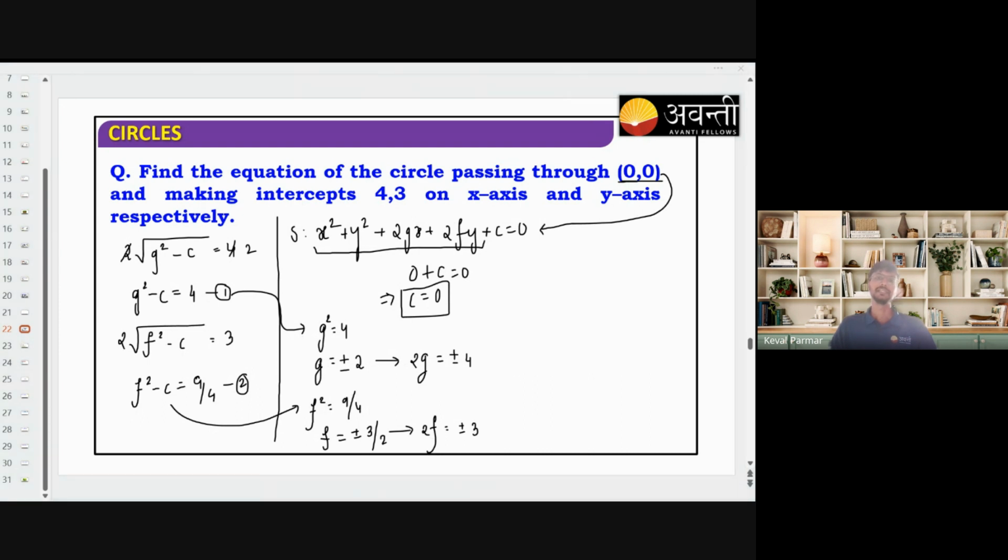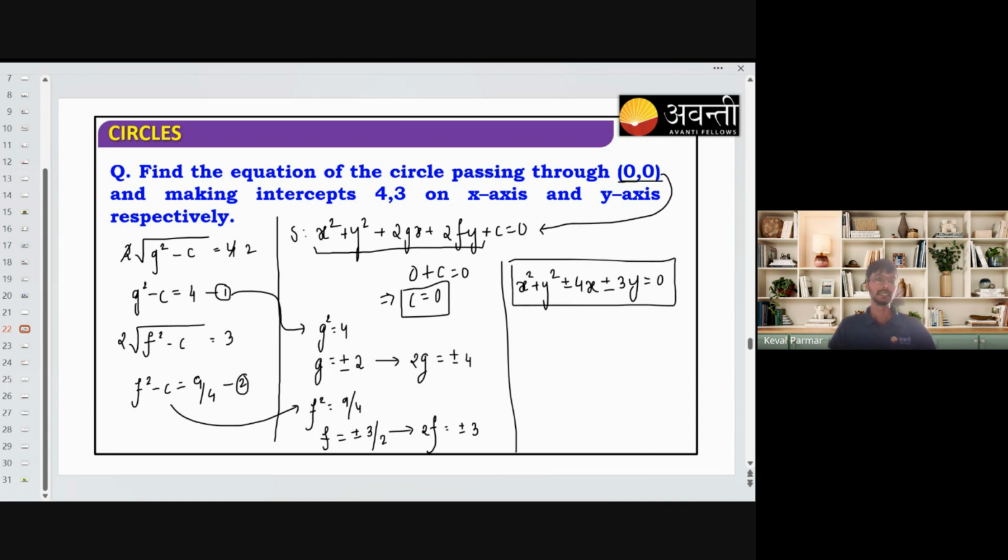So what will the equation of my circle be? Equation of my circle will become x square plus y square plus 2g, so plus minus 4x, plus 2f, so plus minus 3y equals to 0. This will be my equation of circle.